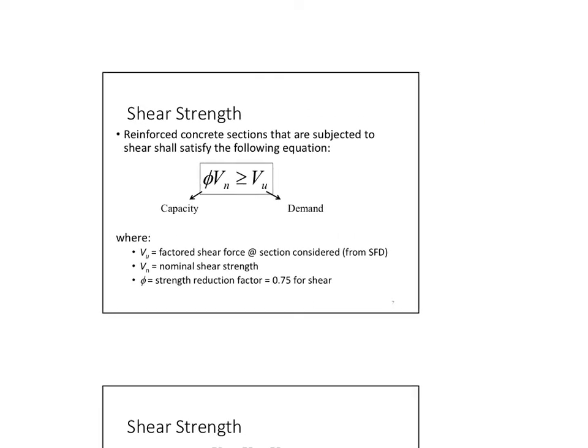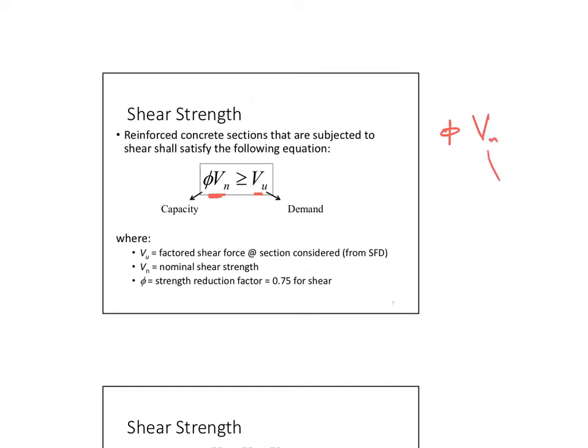Now, how do we design shear? We simply get the demand from our forces, which is Vu, and then we compare it to our capacity. Where does the capacity come from? The capacity comes from my phi multiplied by my nominal shear strength, Vn. This is the at-failure shear load. Phi is my strength reduction factor, and for shear, it is always equal to 0.75.